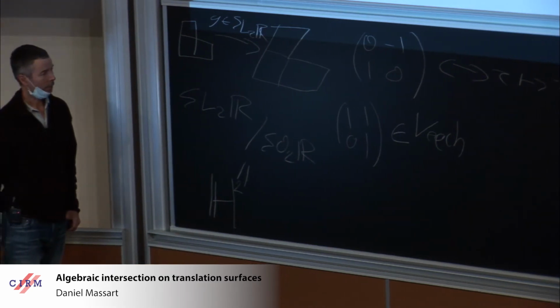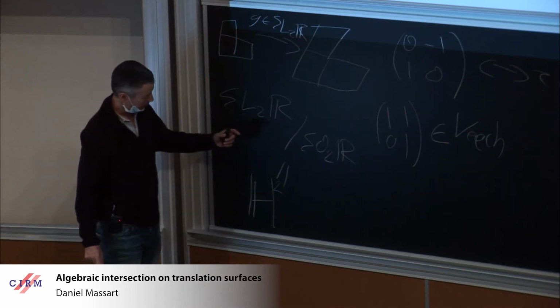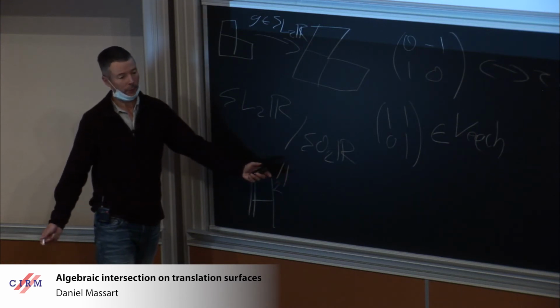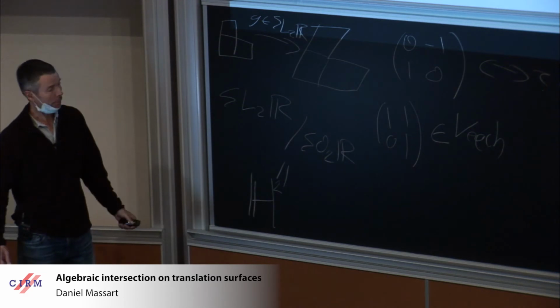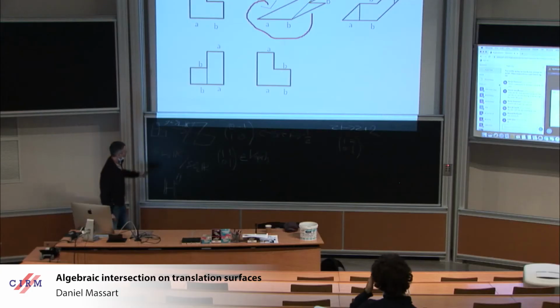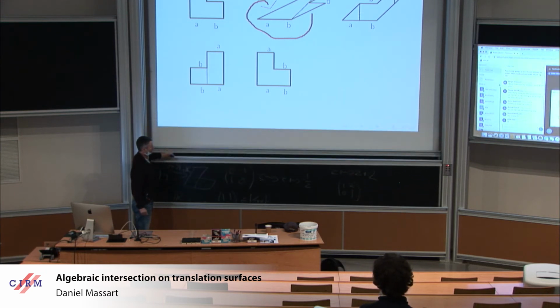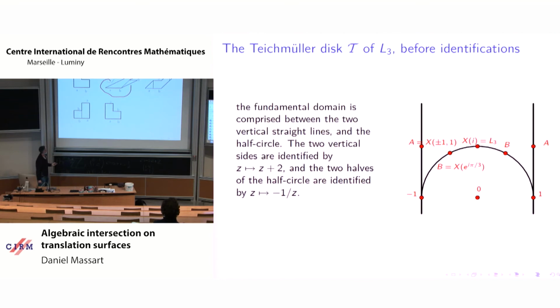So what I call the Teichmüller curve of my surface is the quotient of the hyperbolic plane by the Veech group, which is a Fuchsian group by construction, more or less. So what is the Teichmüller curve of my surface? Here it is. So this is a fundamental domain.